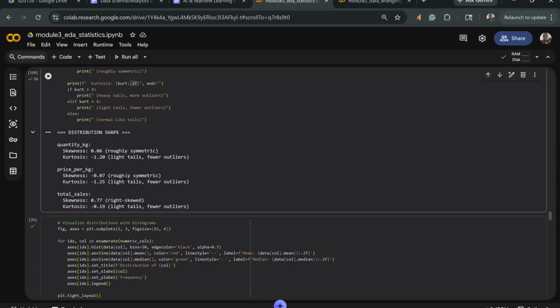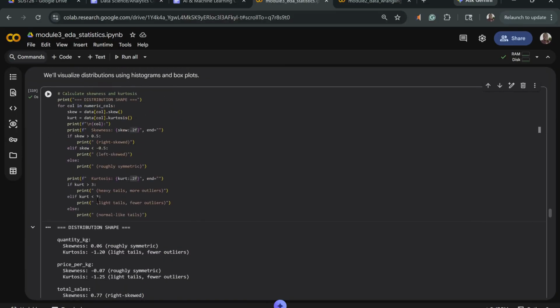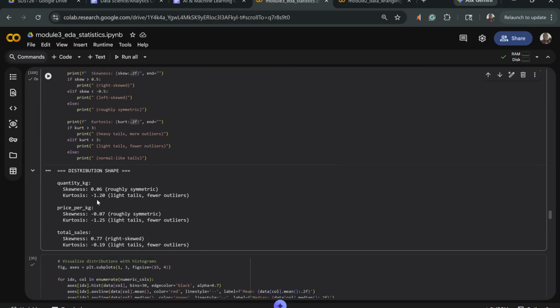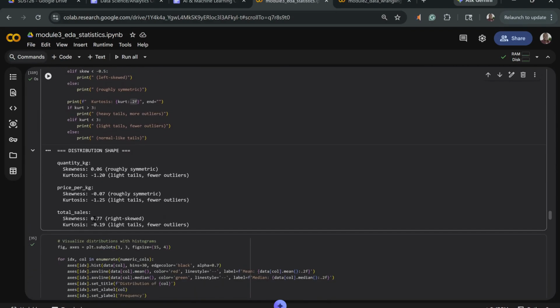For prices, we have our skewness to be negative, almost negative 0.07, so it's roughly symmetric. Kurtosis is less than 3. We say it's light tails, fewer outliers. And for this, we say this is close to 1, right? It's greater than 0.5. We say it's right skewed and the kurtosis is less than 3, so we say it's light tails.